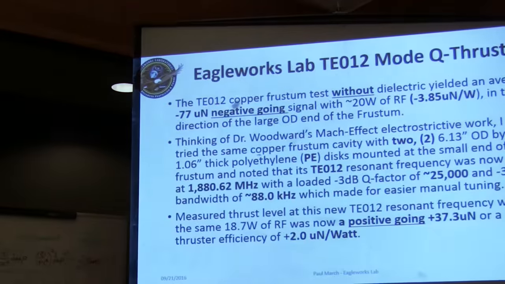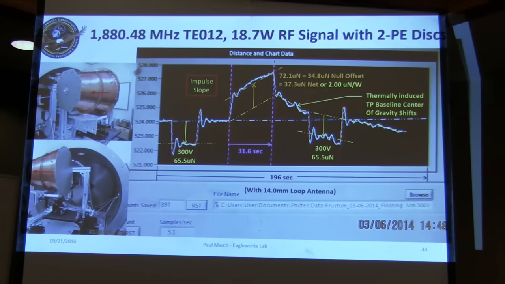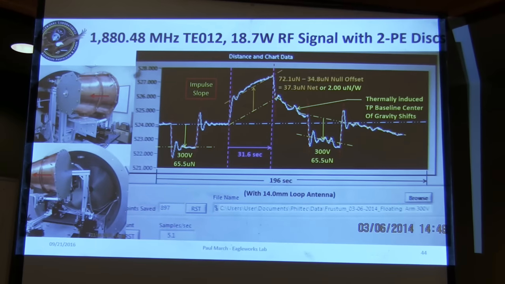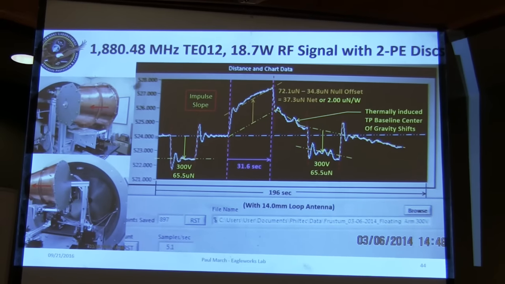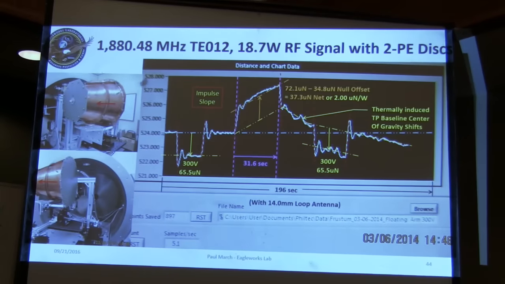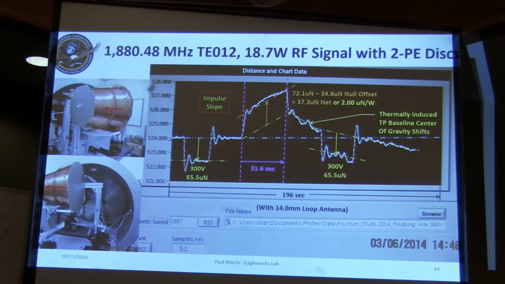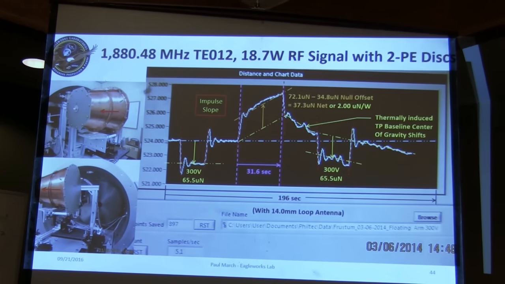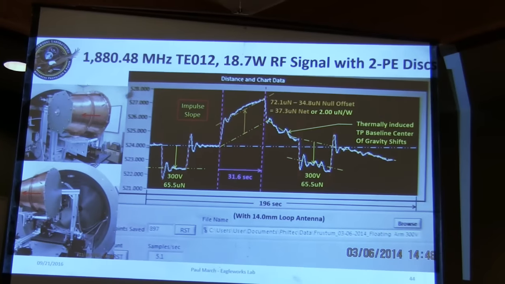Right. Okay, next slide. So take this with a grain of salt. When I added the dielectric, what had been negative, going towards the large end, now the thrust vector flipped the other way. But again, the Lorentz force for this wiring setup was subtracting from the signal, not adding, so it ended up being about 37 micronewtons. Sorry, Paul, were these tests performed in vacuum or in air? This is all in air.